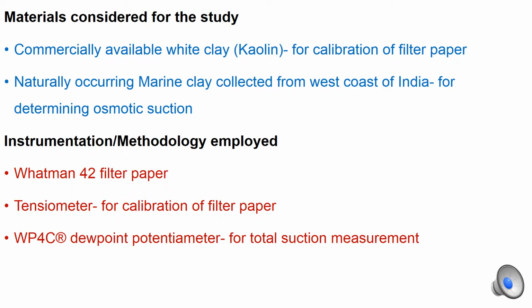The materials considered for this study include commercially available white clay or kaolin, which is used for the calibration of filter paper, and naturally occurring marine clay collected from west coast of India for determining the osmotic suction. The instrumentation or methodology employed includes the Whatman 42 filter paper, tensiometers for calibration of filter paper, and WP4C dew point potentiometer for measurement of total suction.